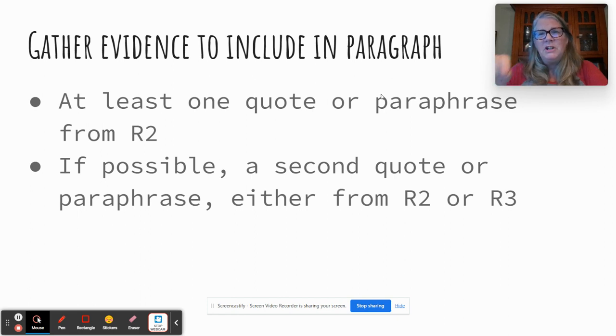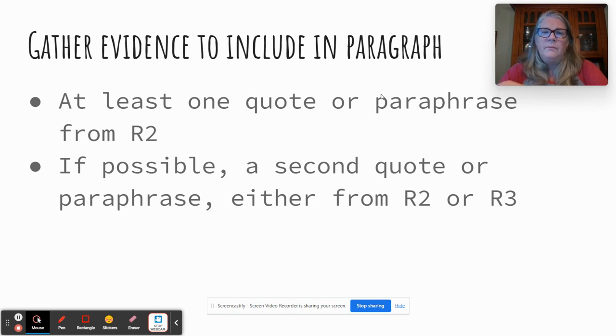Now, sometimes that'll be challenging if you're writing about something that the author doesn't include, but it's possible to do that, right? There's almost always something that you can say, like he only says this, but he doesn't talk about this at all. Or it might be just more general, right? So he talks about all the problems with the program, but he never discusses the benefits. But we do want to try to get at least one quote or paraphrase from R2 in each of the body paragraphs, all right?